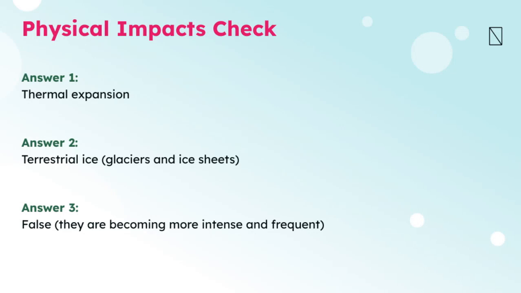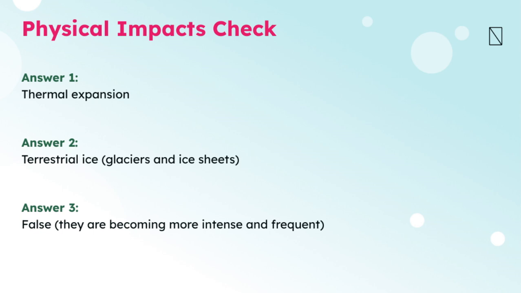For question 1, the answer is thermal expansion. This is when warming ocean water expands and takes up more space, contributing to sea level rise. For question 2, the answer is terrestrial ice, meaning land ice such as glaciers and ice sheets. When land ice melts, the water flows into the ocean and raises sea levels.